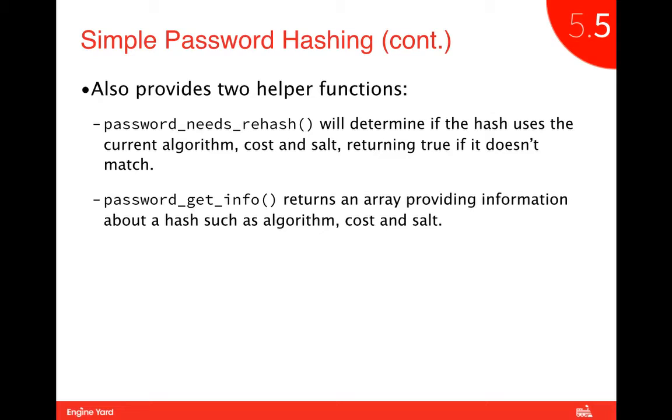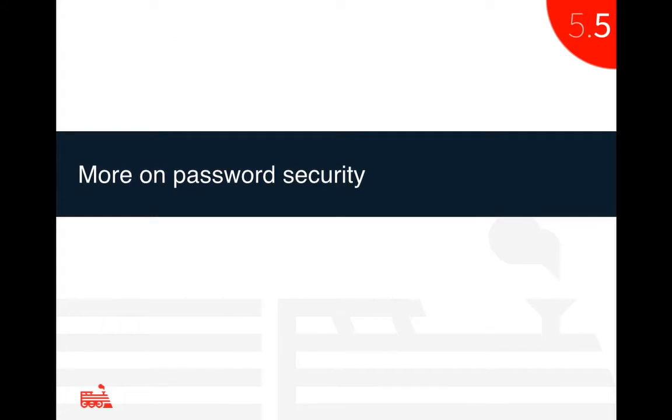The other one is password get info, which basically returns all of that extra information that's in the hash, such as the salt and the algorithm used and the cost. So a little bit more on password security.